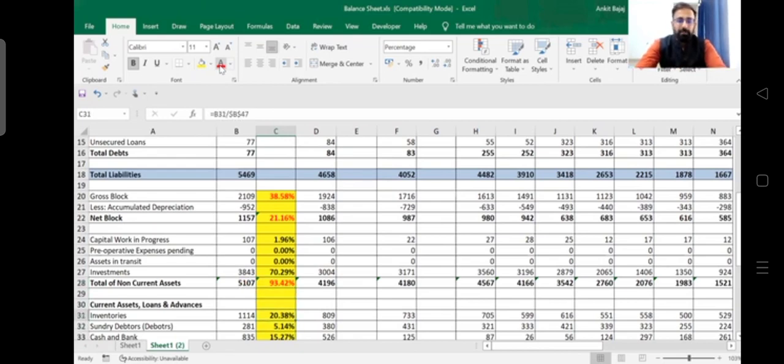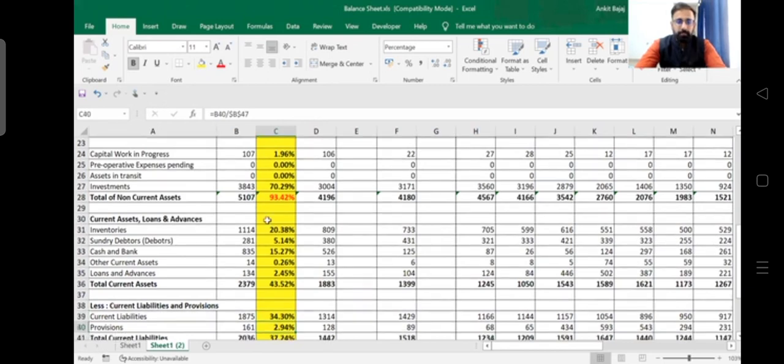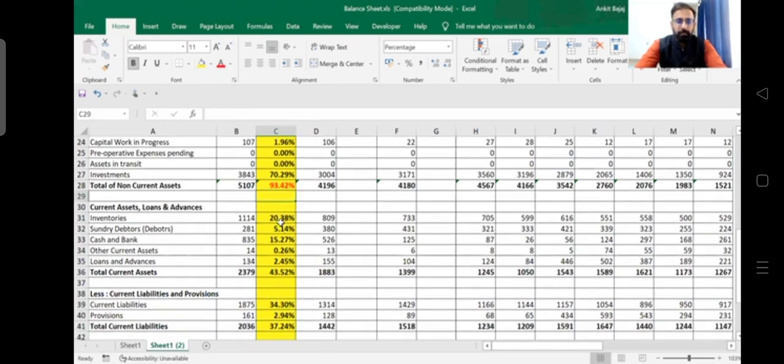Right. So if you see, the total value of non-current assets is 5,107. That weighs to 93%. Now further, if you see, if I count the weight here, okay, so here the total non-current asset is 5,107.